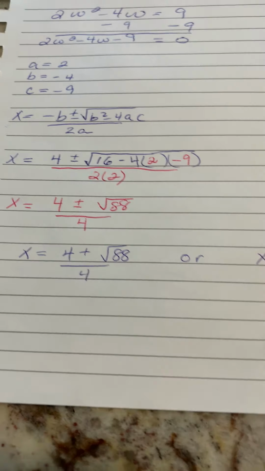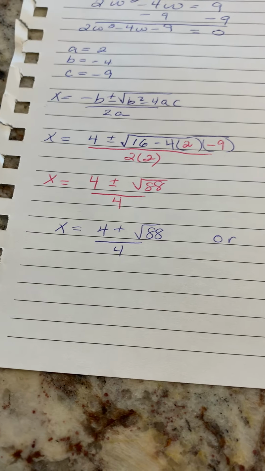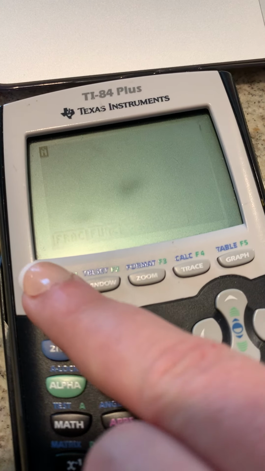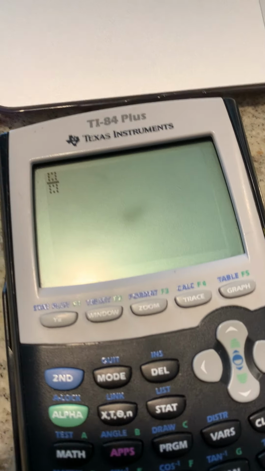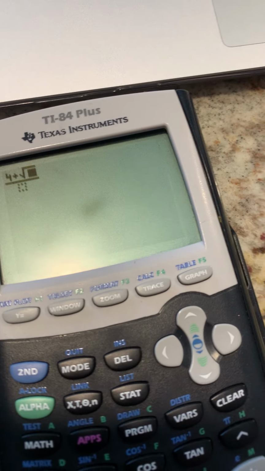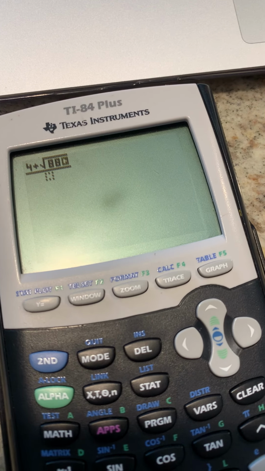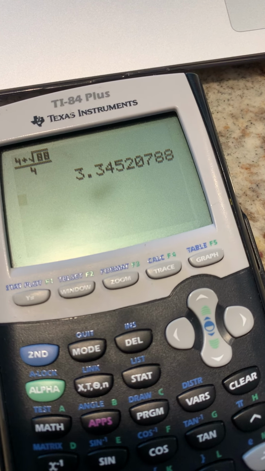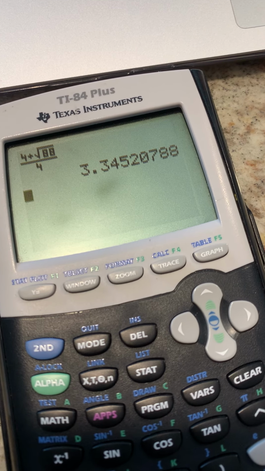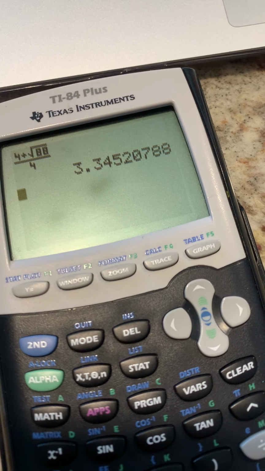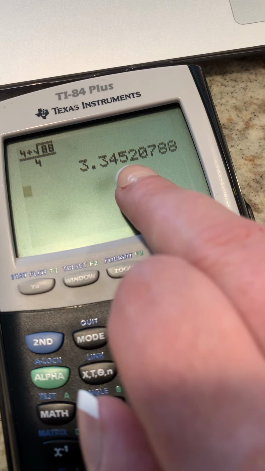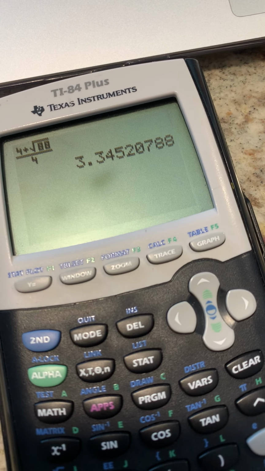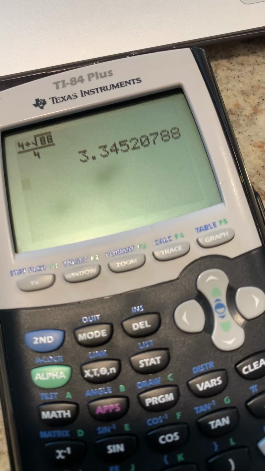I have to figure out what they are approximately. That's where my calculator comes in again. I'm going to go into my calculator and type alpha y equals to get my fraction. It's 4 plus the square root of 88, using second x squared to get the radical, over 4. That's my decimal. I have to take that decimal and round it to the nearest tenth. So it'd either be 3.3 or 3.4. Well, behind the 3 is a 4, so it's going to round down to 3.3. It's not going to go up because it's under 5. So this would be 3.3.